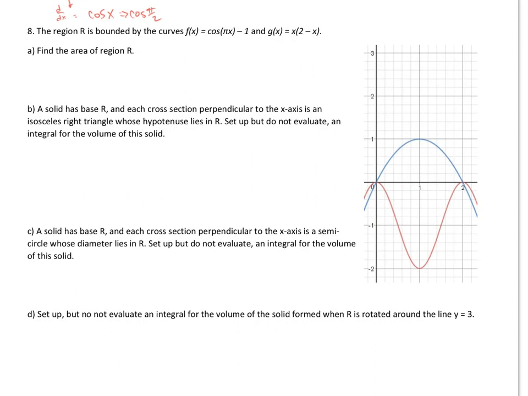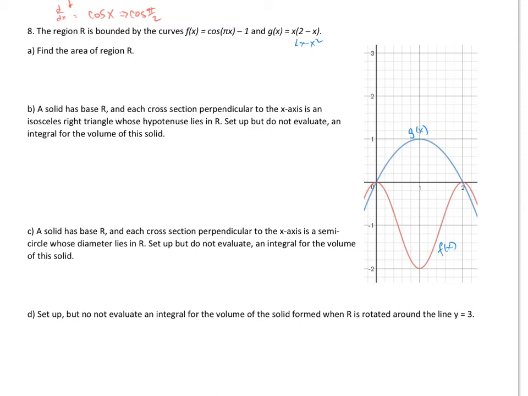Number 8 says the region bounded by the curves f of x equals cosine pi x minus 1, and g of x is x times 2 minus x. So right away we can look at this and say that we know that this is 2x minus x squared. So this is the parabolic one. So this is our g of x function, and this would be our f of x function. We need to find the area of the region R.